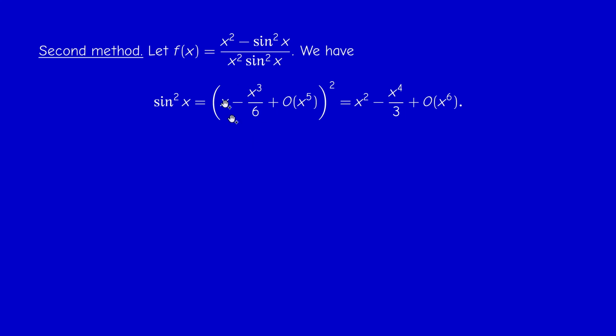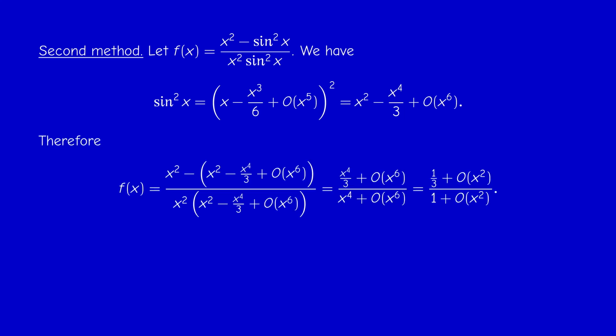Because now, as we did at the beginning of the video, we just raise this sum to the power 2. So we get x squared. This is then a term of order x^6. This is a term of order x^10. Now plus or minus twice x times this, so this gives me minus x^4 over 3, the term of order 4. And then we have higher order terms: x times big O is big O of x^6, and this is big O of x^8. And that's it. So we can write this sine squared as x squared minus x^4 over 3 plus a big O of x^6.